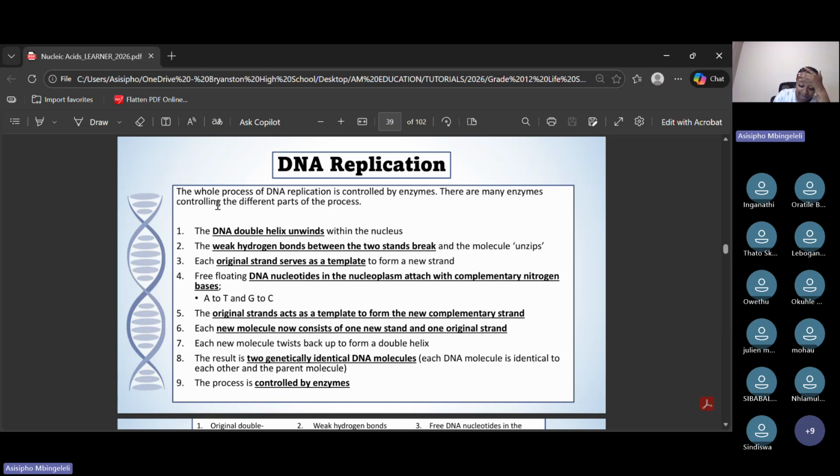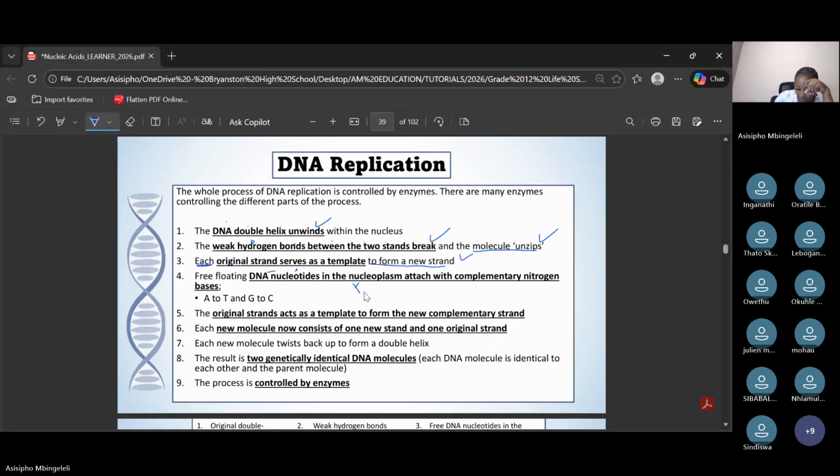DNA, double helix unwinds. There's a tick. Hydrogen bonds between the 2 strands break and the molecule unzips. Each or both original strands serve as a template to form a new strand. Free-floating DNA nucleotides in the nucleoplasm. Please add this. Put a cross and write cytoplasm, for you to remember that you should not be confusing the nucleoplasm with cytoplasm.